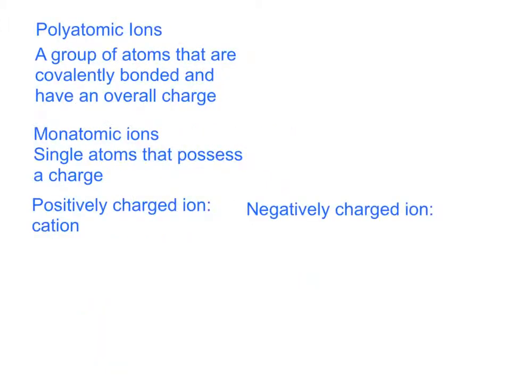And a negatively charged ion is called a dog ion. No, that's not true, but I just couldn't resist. It's actually known as an anion. So here are some examples of polyatomic ions and monatomic ions. So here we have the sodium ion, the calcium ion, the aluminum ion, and the oxide ion. The thing to remember here is that for cations, the positively charged ions, the ion has the same name as the original element. So Na is the symbol for sodium. So when I refer to the sodium ion, it's just called sodium ion. Same thing for calcium and aluminum.